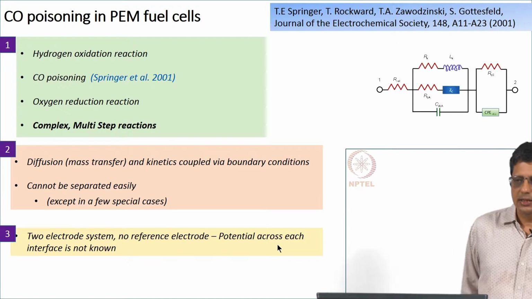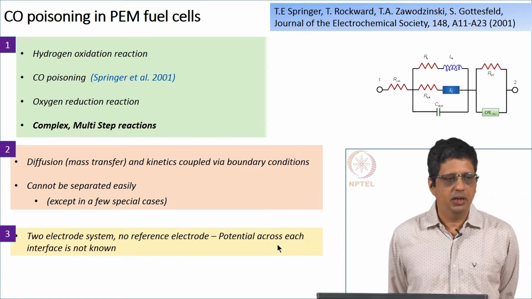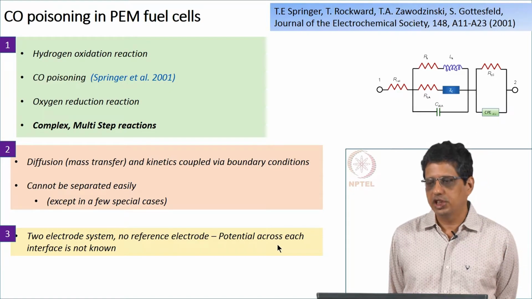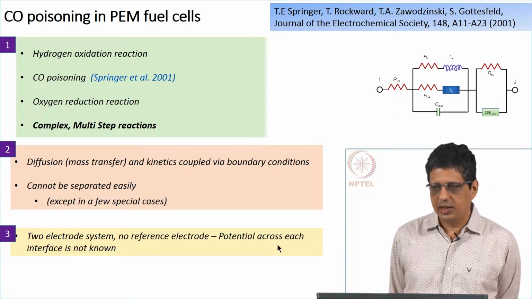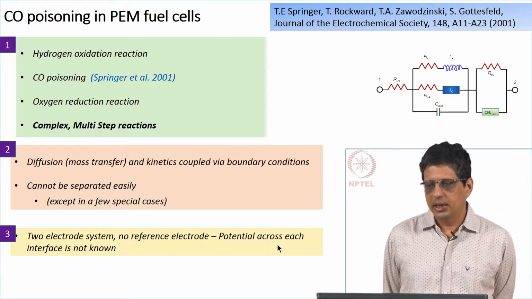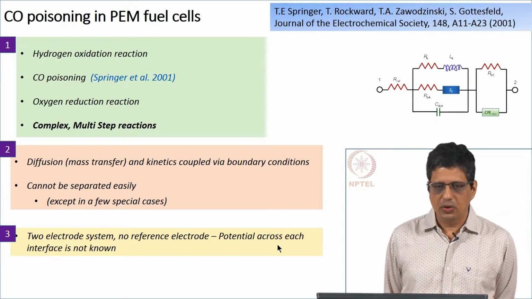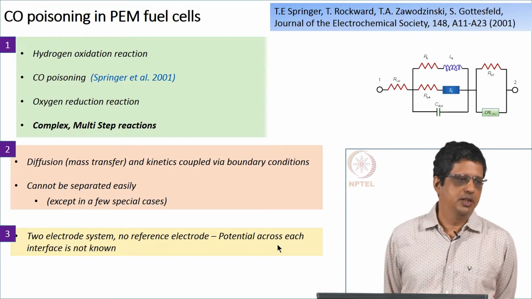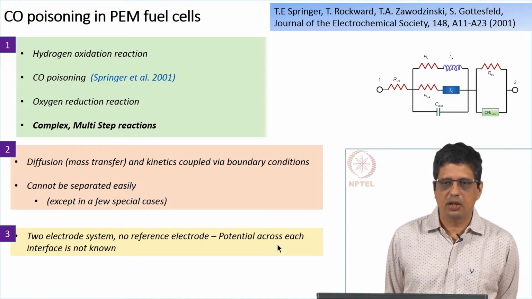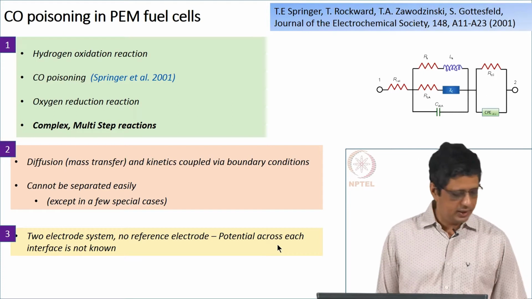The third point is, ideally I would like to conduct an experiment with a 3 electrode system with one electrode as the reference electrode, and the potential should be measured with respect to the reference electrode. But then because of challenges involved in conducting such experiments in a fuel cell, a 2 electrode system is used, which means it is somewhat difficult to tell what is the potential drop across each electrode, what is the potential drop across anode and what is the potential drop across cathode.